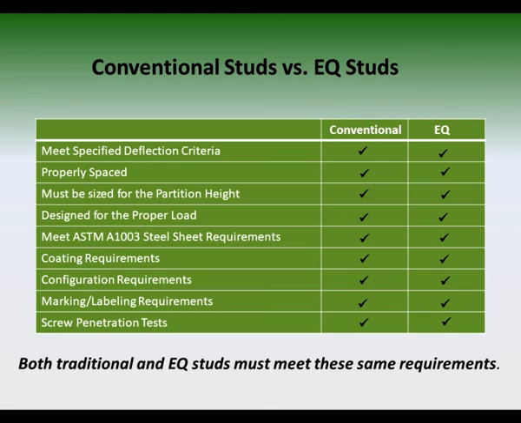Now that we've covered the major objectives set out at the start of today's program, let's summarize some key points. As you can see here, the big takeaway is that traditional and EQ studs must meet the same basic requirements as the conventional studs that you've used for decades. So whether it's coatings, labeling, or loads, you can be sure of what you're getting when you select code-compliant EQ and conventional products, such as those from SFIA manufacturers.